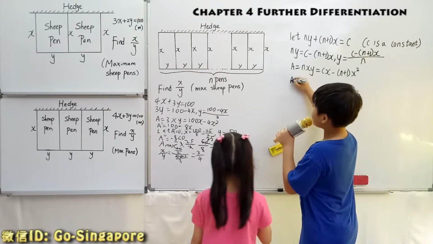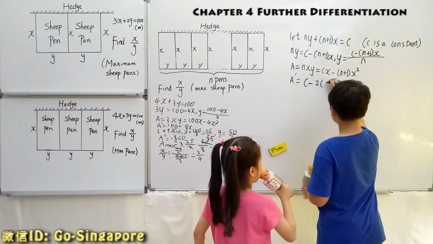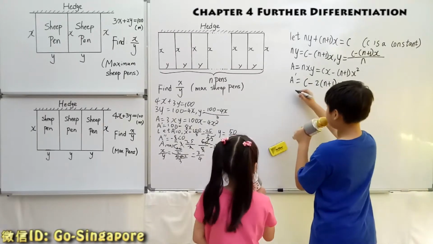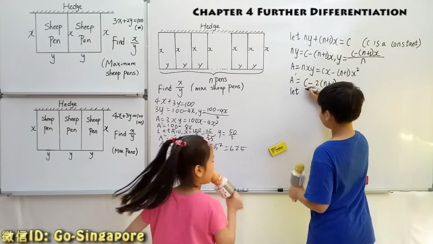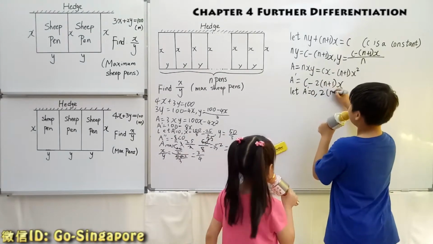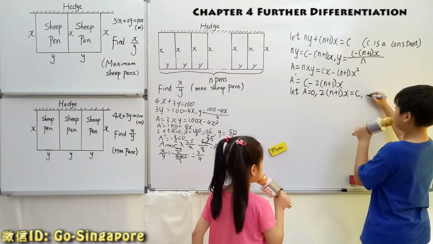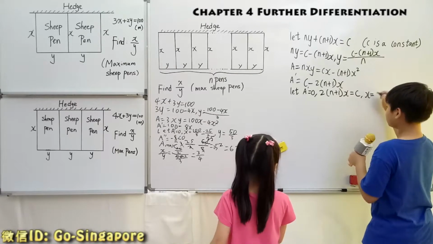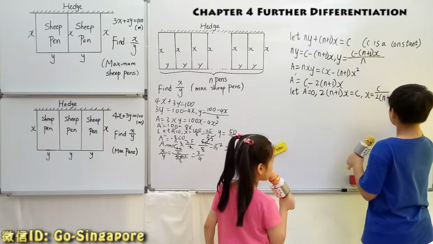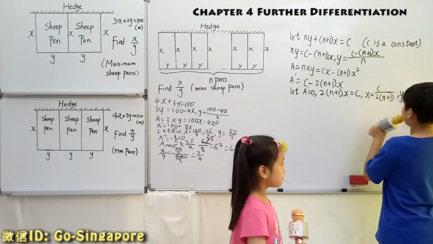Okay. So for this, you'll find the first derivative. The first derivative will be c minus, correct? Like this. So now we'll let it be zero, because it's the first derivative. So actually, this 2 bracket n plus 1 x is c, right? Yes. So x will be c over n plus 1 times 2. Like this, then you need to find what is y.